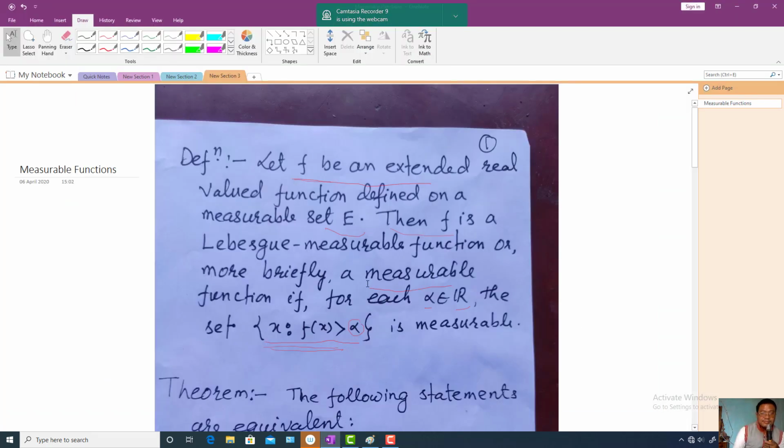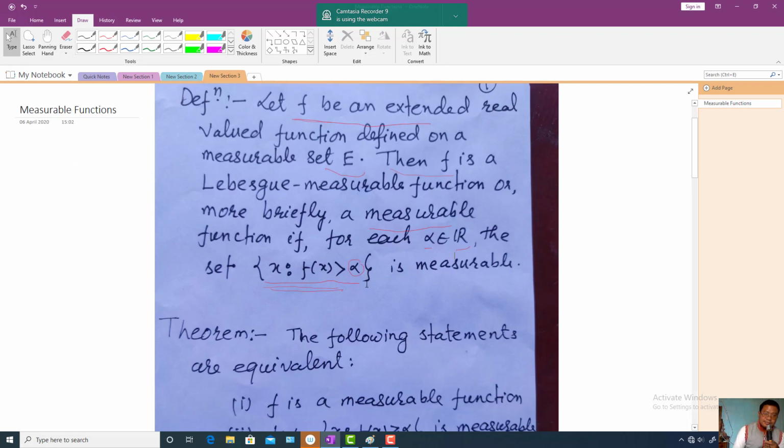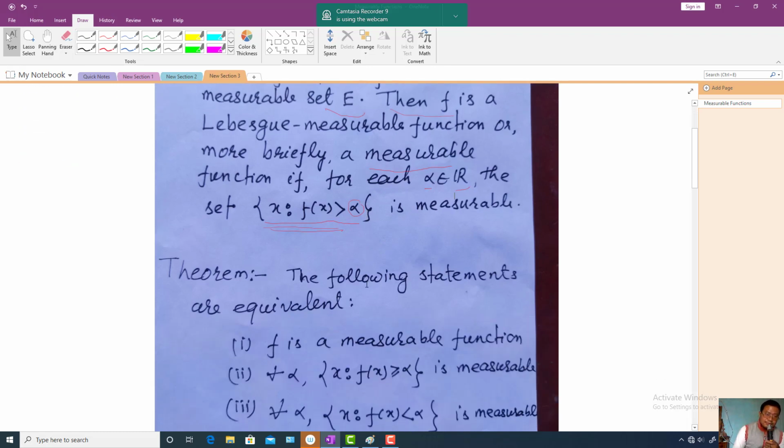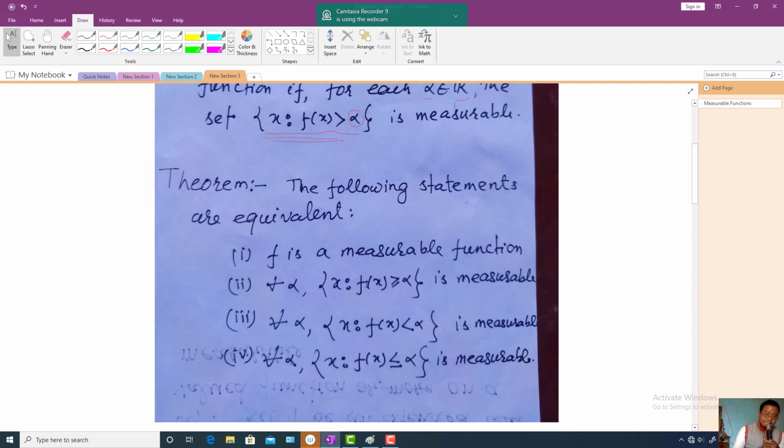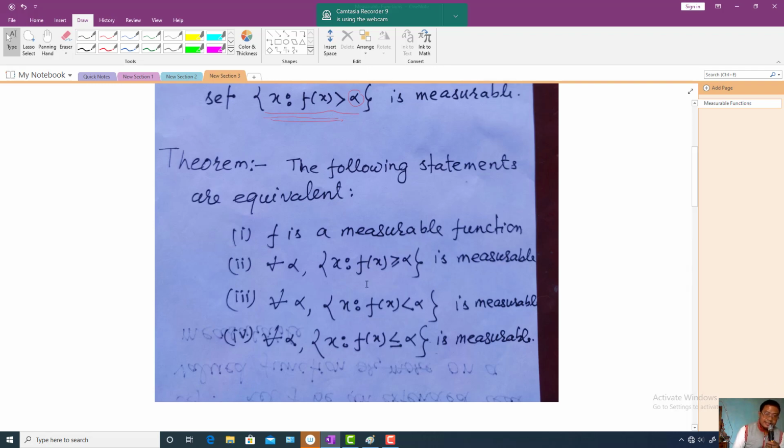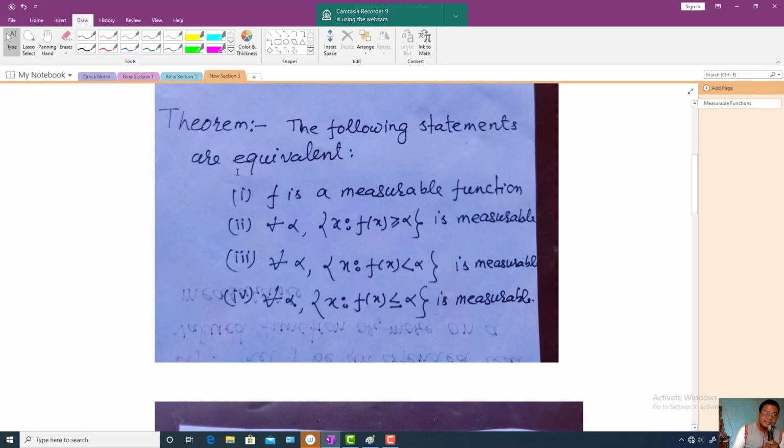Now let us go to the theorem. That is just after using the definition. Now we will prove the following theorem. It is very simple, just using some knowledge of real analysis and set theory and the above definition, we will be able to establish the following equivalence. Theorem. The following statements are equivalent.